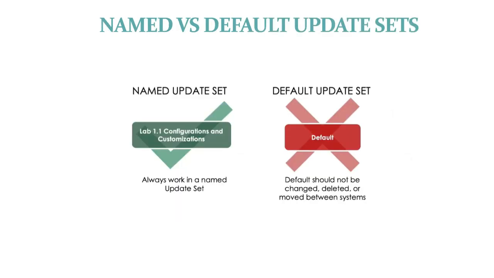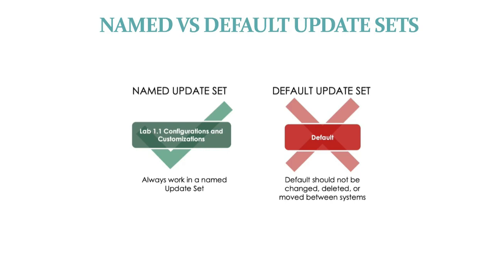So what is the difference between named and default update set? A named update set is what we always create to capture client required changes as per the requirement, and a default update set is generally created by default in the system and that should not be closed or deleted or changed anytime. Whenever we are performing any update set movement, we should not touch the default update set at all.